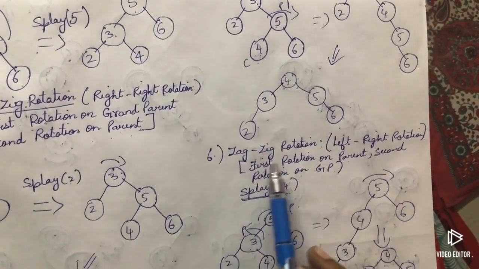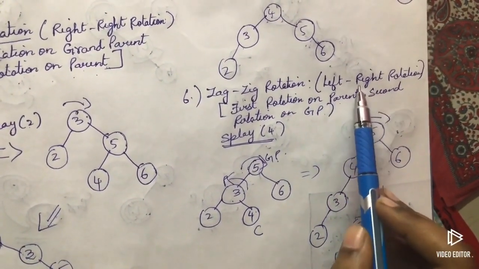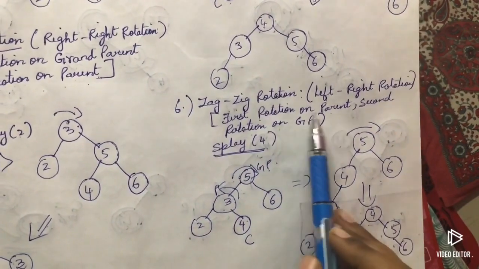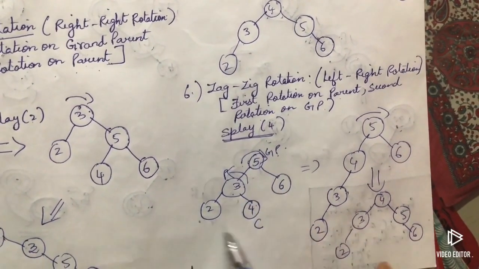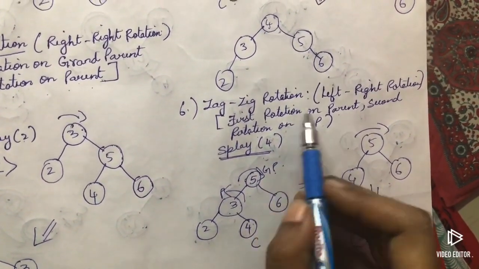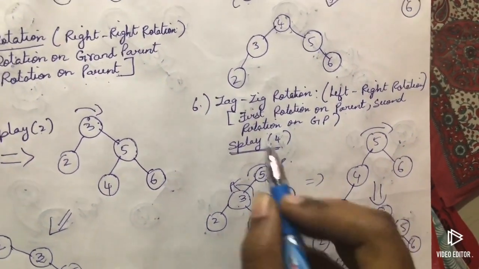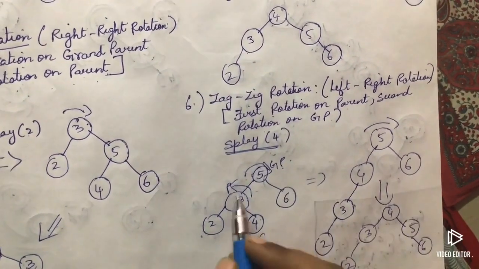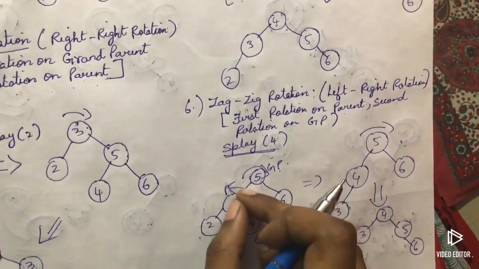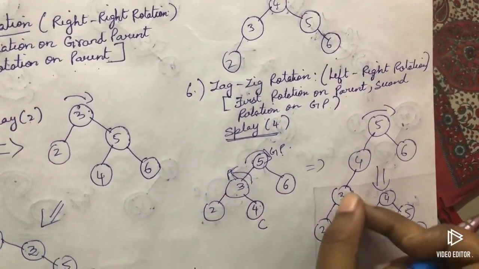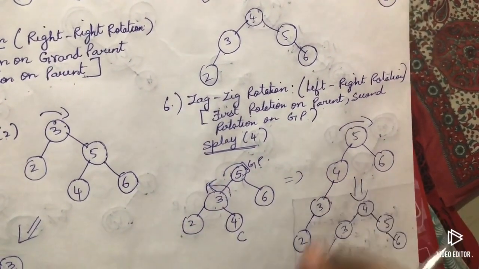So the same zag-zig rotation we have to follow. In zag-zig rotation, first left side, then right side rotation. So first rotate on the parent, then second rotate on the grandparent. So we have done this. So splay of 4, this is the diagram. Here what they have said, first rotate on the parent. So the parent must be rotated at the left side. Why? Because first zag rotation, then zig rotation. If I rotate this, 4 will go here, and we have to pull this 3 here. So that is what we have written here. 3 is here. We are pulling this, 4 will go here. So this is the diagram.